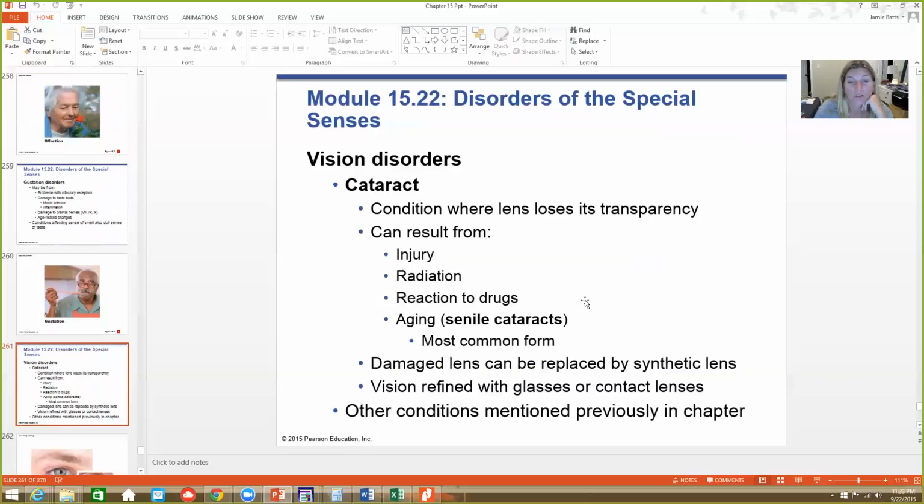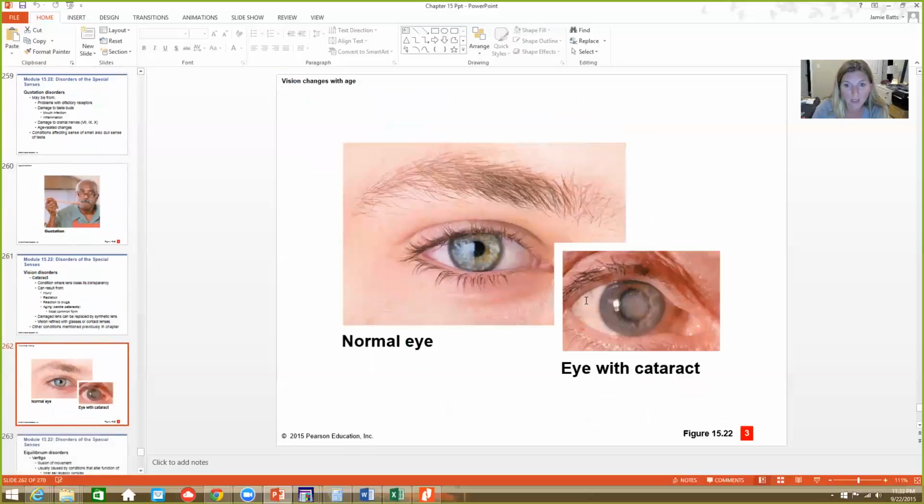Cataracts is a condition where the lens is losing its transparency. This can result from injury, radiation, or reaction to drugs. It can also just be a normal part of aging. It's the most common form of cataracts. The damaged lens can be replaced with a synthetic lens, interestingly enough, and the vision can also be refined with glasses or contact lenses. Here you see an eye with a cataract and a normal eye.